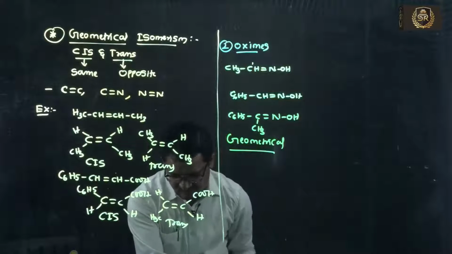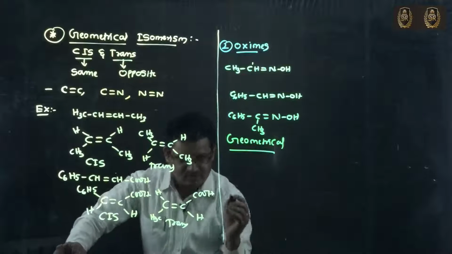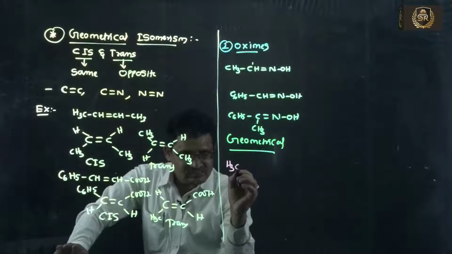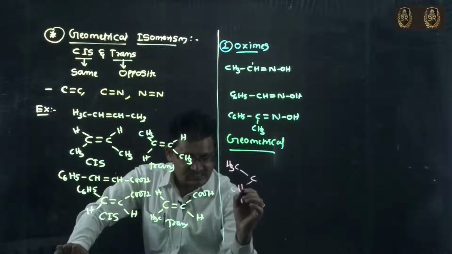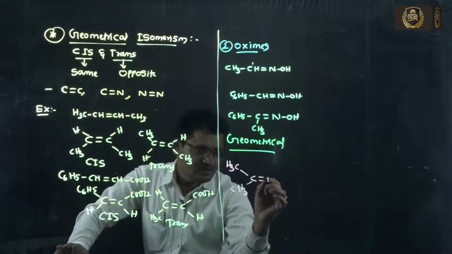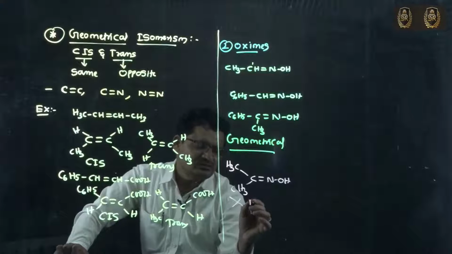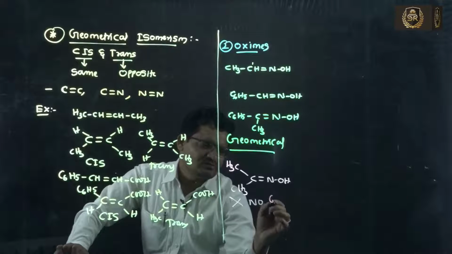Next, one example like this does not form geometrical isomerism: CH3 C(CH3)=NOH. It does not form geometrical isomerism.